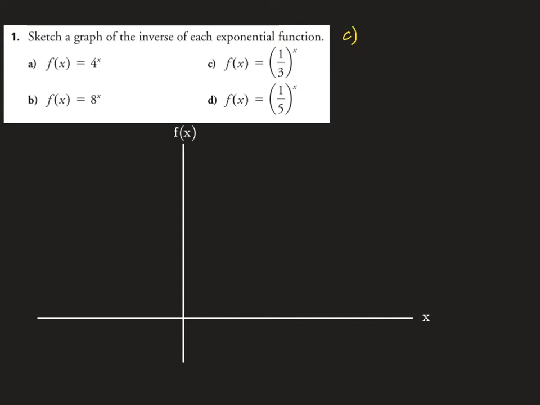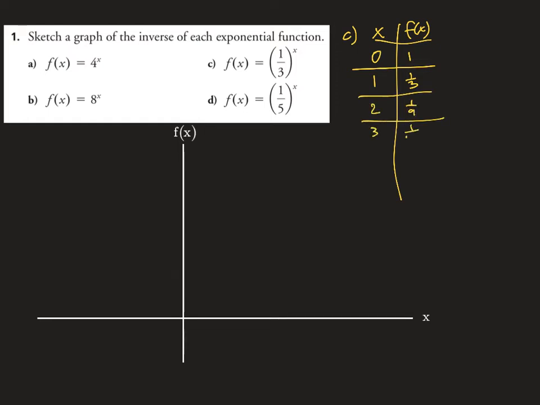All right, part C. Let's do a little table of values. X and f of x again. All right, so when x is 0, we know 1/3 to the 0 is 1. Anything to the 0 is 1. When x is 1, we have 1/3. When x is 2, now we have 1/3 squared, which is 1/9. When x is 3, we have 1/27.